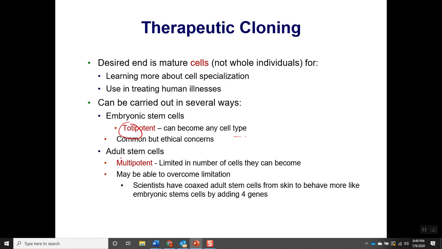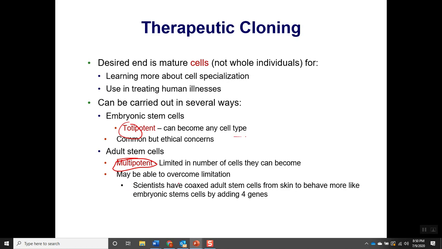Adult stem cells are another type of stem cells. They are considered multipotent. They cannot become just any type of cell. It's limited. So essentially, they can only become a limited number of different types of cells. So you have a lot of constraints there with being able to use those versus embryonic stem cells. However, there's not the bioethical concerns with using adult stem cells.